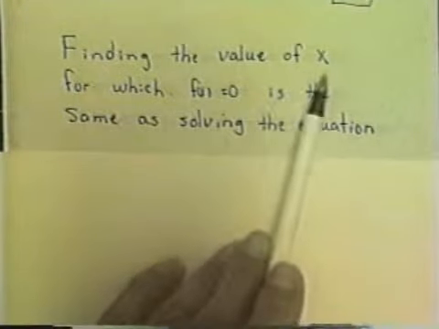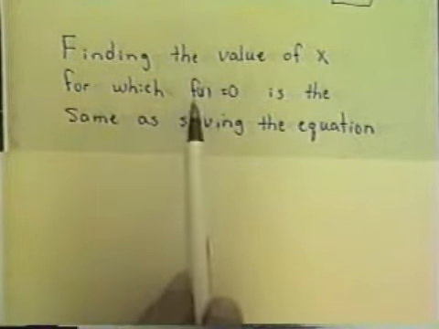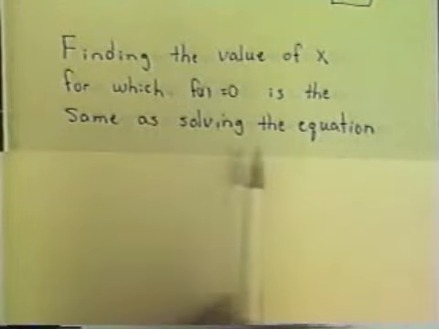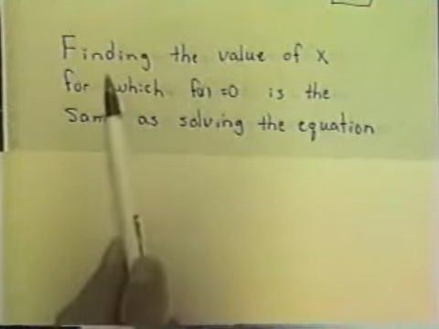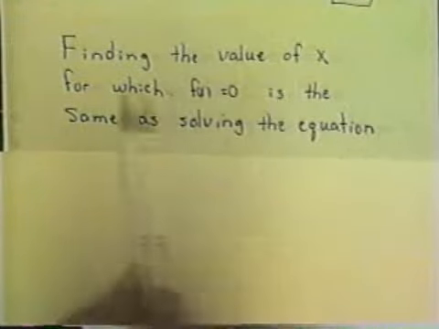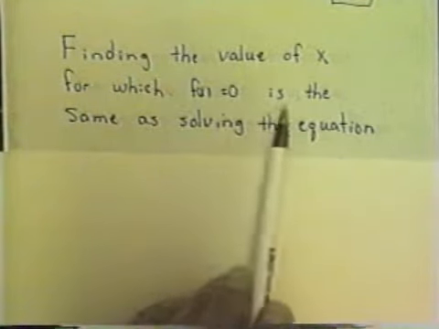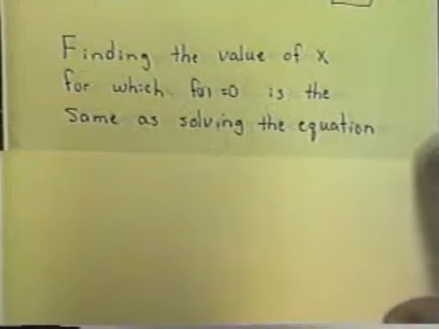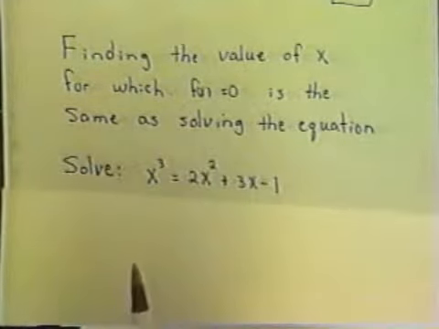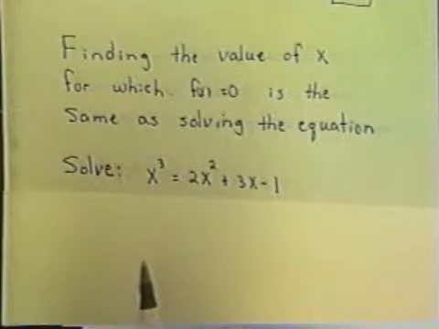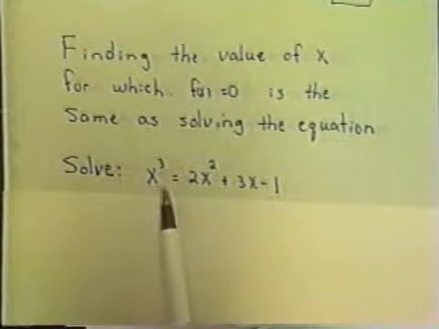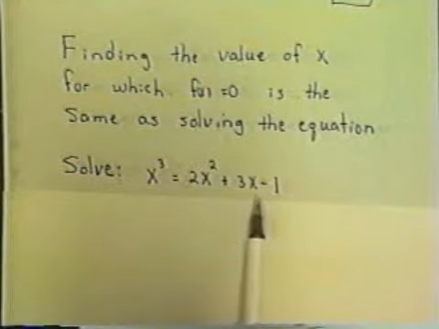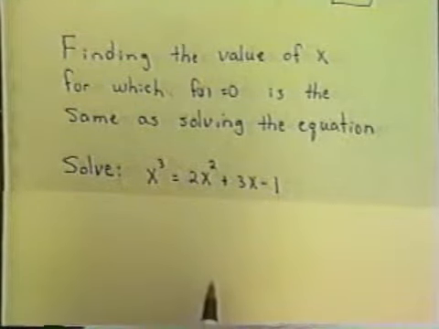Finding the value of x for which f of x is equal to 0 is the same as solving the equation. Let's look at an example. Let's solve x cubed is equal to 2x squared plus 3x minus 1.